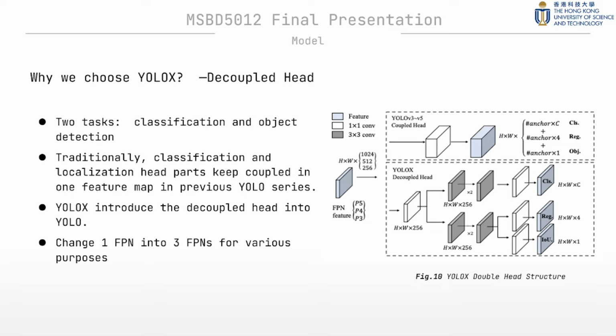It first adopted a 1x1 convolution layer and reduced the feature channel to 256. After that, two parallel branches with 3x3 convolution layers are added. One is for classification, and the other one is for the regression task. Furthermore, there is one more FPN for IOU in the regression section.